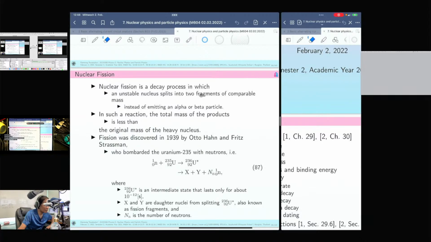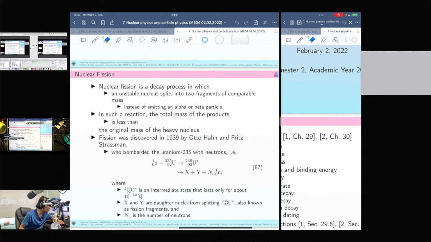Nuclear fission is the result from unstable nuclei that are split into two fragments instead of emitting alpha or beta particles. In that reaction, the total mass of the product usually is less than the original mass of the heavy nucleus, because the heavy nucleus is not stable, and it tries to decompose into smaller nuclei, and the smaller nuclei would have better binding energy, better binding energy per nucleon.